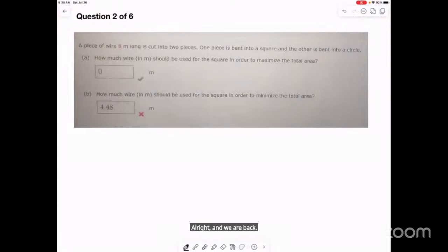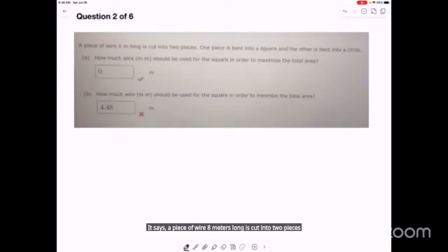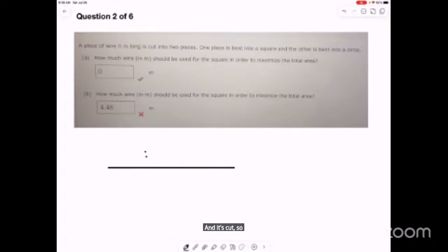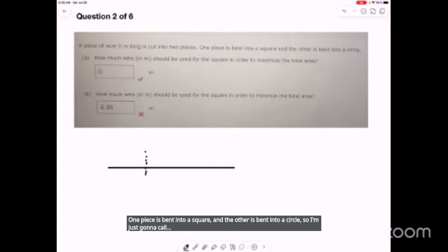Let's see. This is question 2 of a series of 6. It says a piece of wire 8 meters long is cut into 2 pieces. So let's draw a picture here. We've got a wire, and it's cut. I'm just going to draw a cut. One piece is bent into a square and the other is bent into a circle. Let's go in order: 1S for a square and 1C for a circle.